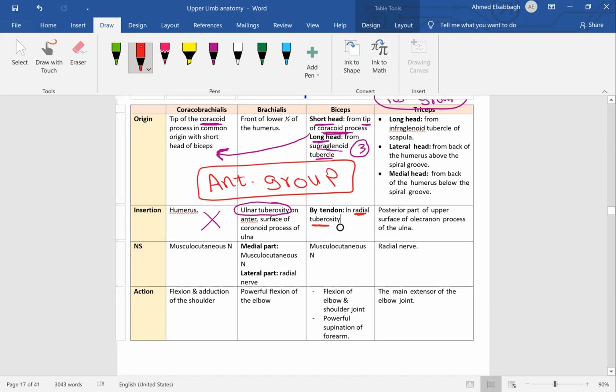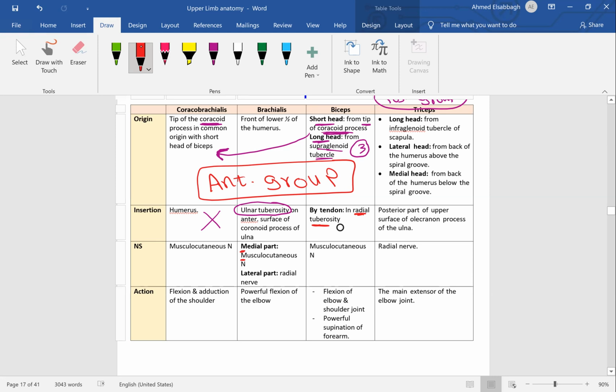What is the nerve supply of the anterior group? All the anterior group is supplied by a single nerve, which is the musculocutaneous nerve, except the lateral part of brachialis, which is supplied by the radial nerve. So, in order not to forget it, the medial part is supplied by the musculocutaneous nerve. Never forget that.